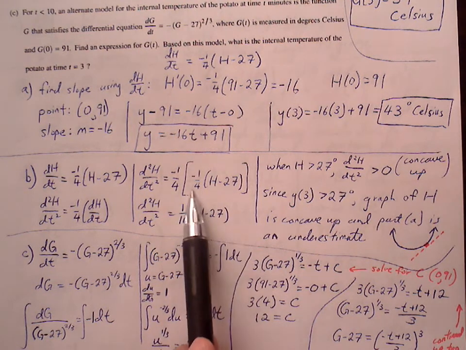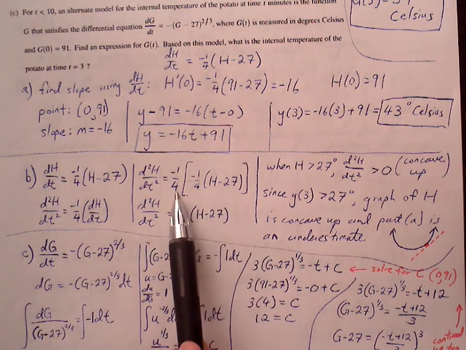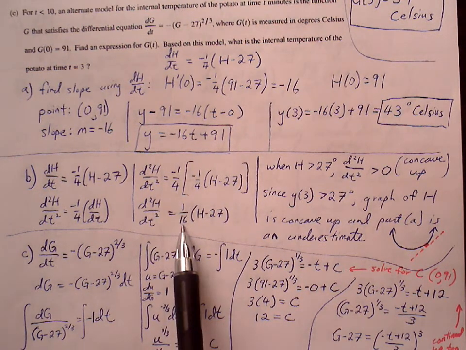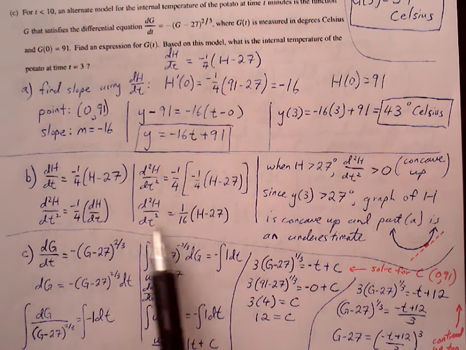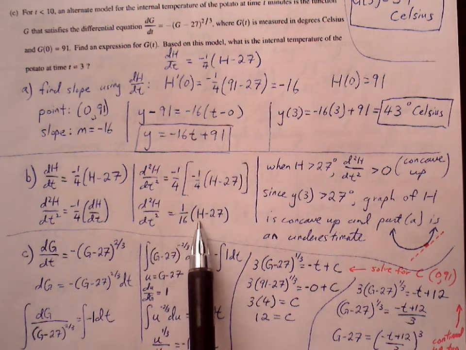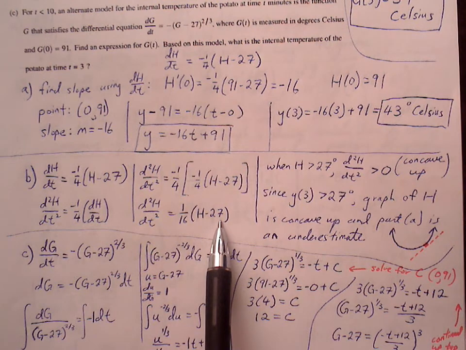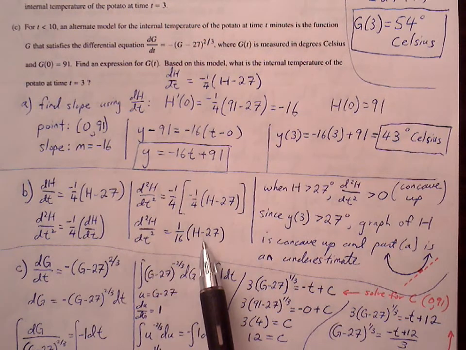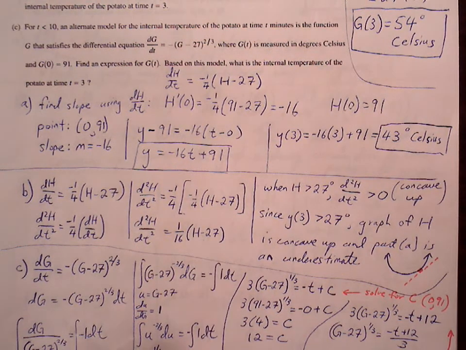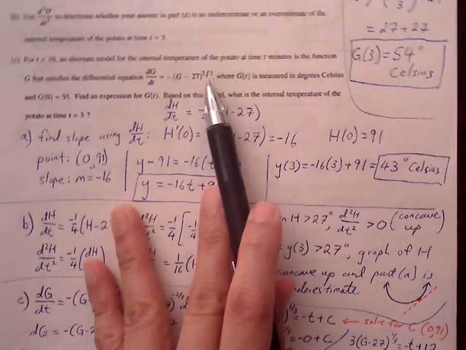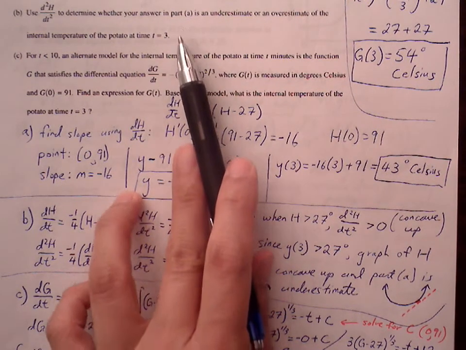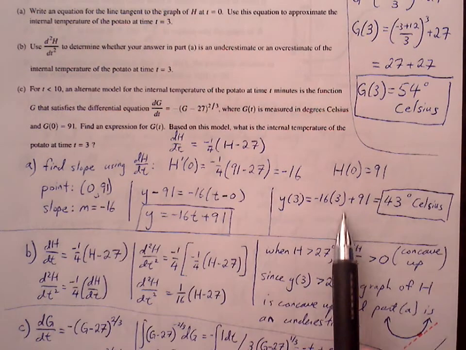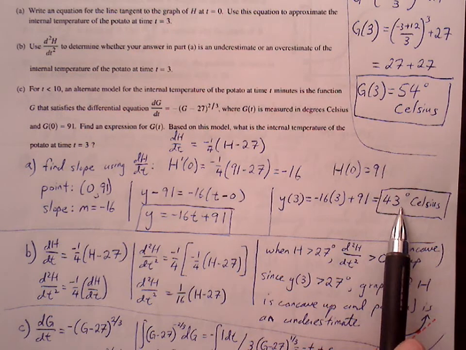dH/dt can be replaced with -1/4 times (h minus 27). If I clean this up, then I have a version that's easier for us to interpret for the second derivative equation, which is 1/16 times (h minus 27). So we want to know whether at t equals 3, this temperature is going to be an overestimate, or whether our equation is going to be an overestimation or underestimation, right? Whether this approximation is over or under.